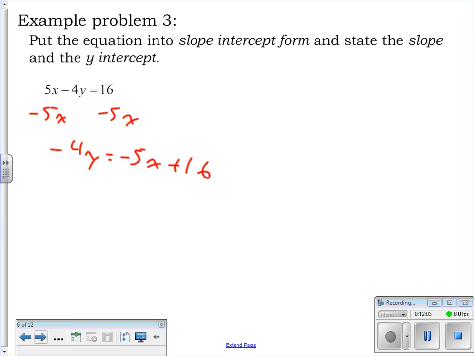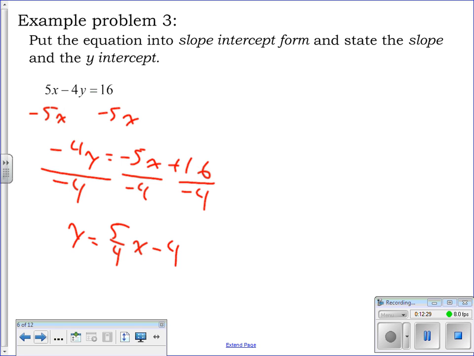I want y by itself. Divide both sides by negative 4. Actually, just divide everything by negative 4. Y equals negative 5 divided by negative 4 is 5/4. Leave it as a fraction. x minus 16 divided by negative 4 is negative 4.